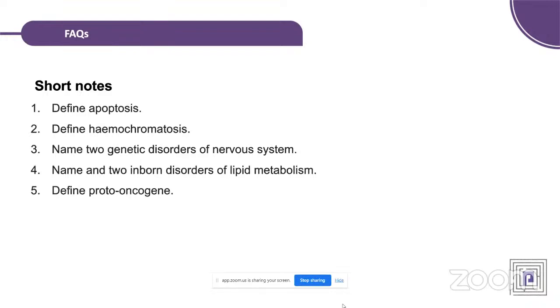Proto-oncogene, it is a gene that gets transformed into an oncogene. Basically, it receives growth signals for normal growth of cells and their multiplication. But when it is mutated and transformed into an oncogene, there will be abnormal growth and proliferation of the cells.